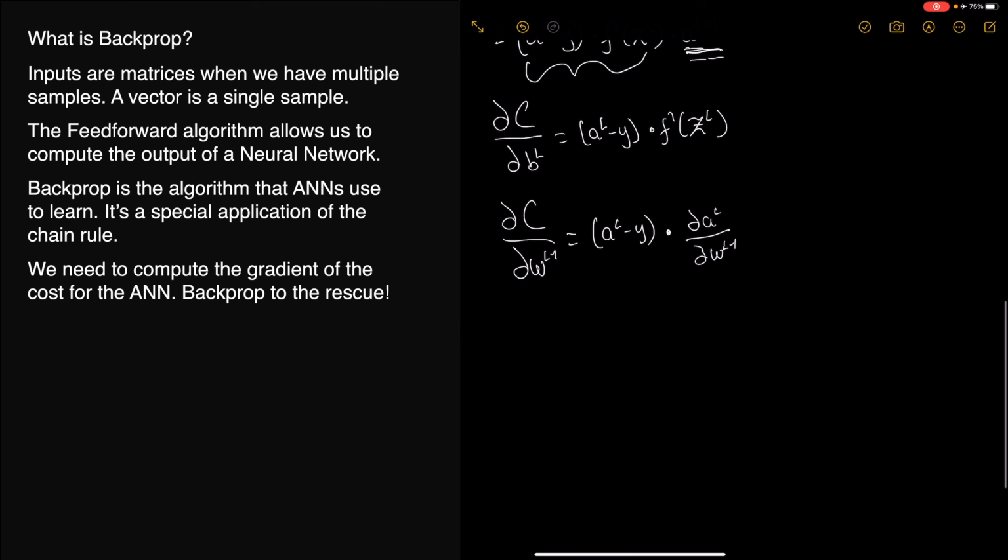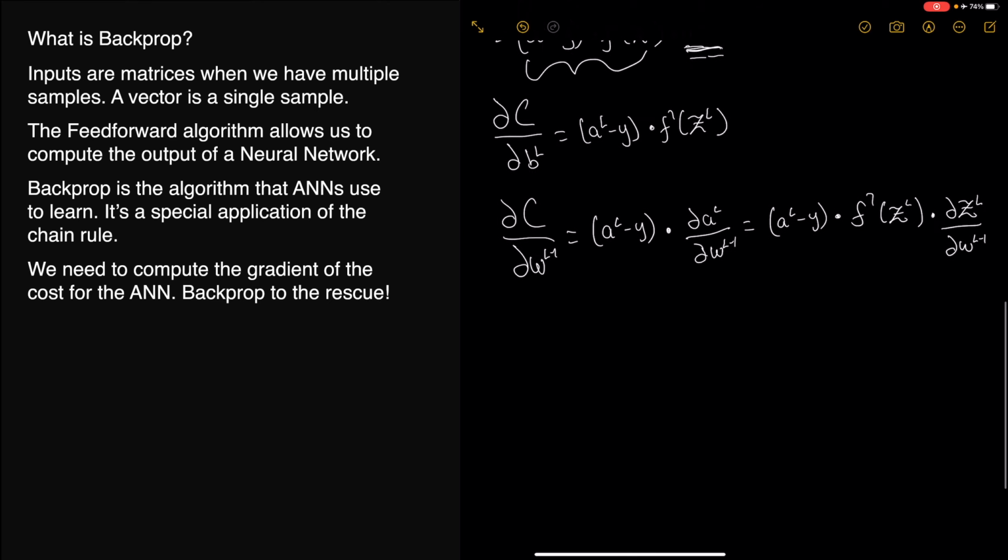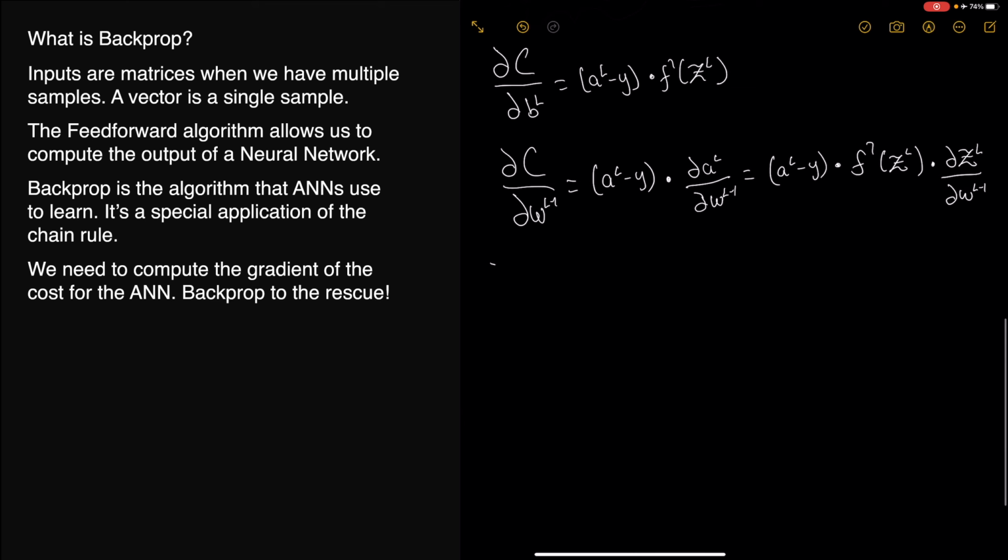Let me even keep going here. All right. So we have AL minus Y times... All right. We still have to apply the chain rule here, right? So we have that AL is composed of two functions, right? The f function, which is the activation function, and the innermost function is the z function. So we have to apply the chain rule again here. All right, but this time we're deriving with respect to W(L minus 1). Great. So now that we are there, let's go ahead and continue in this line.